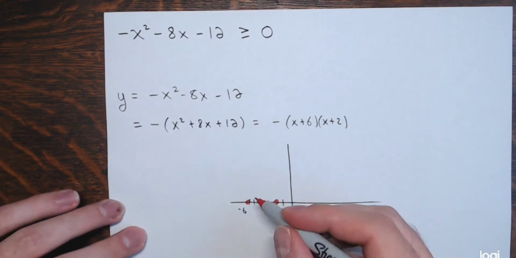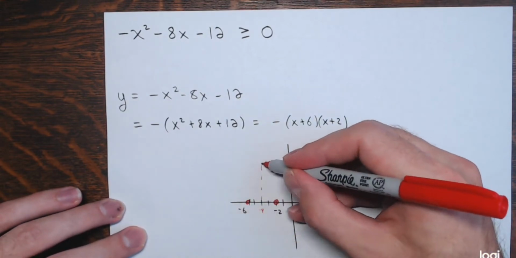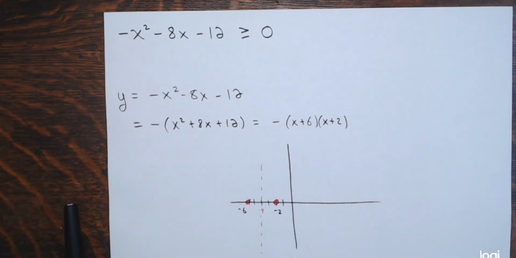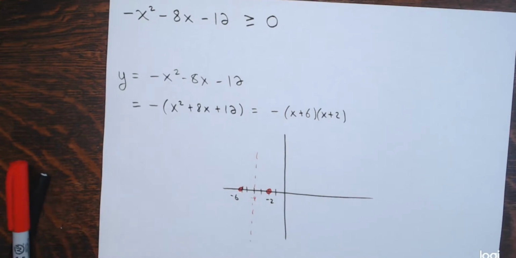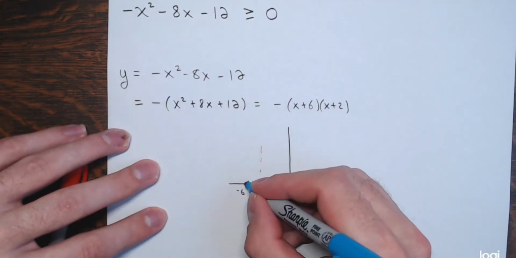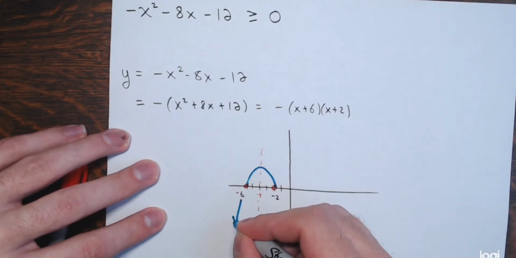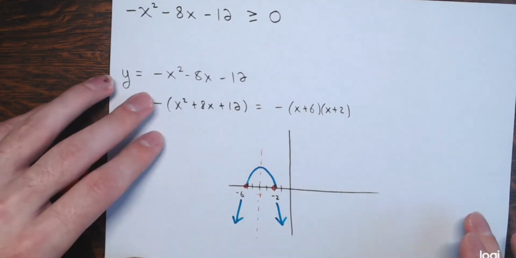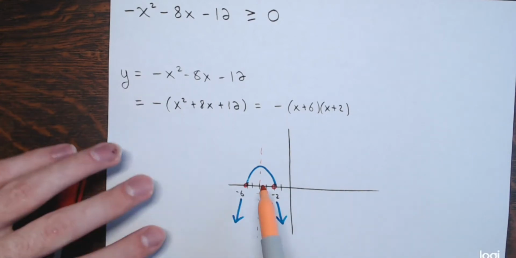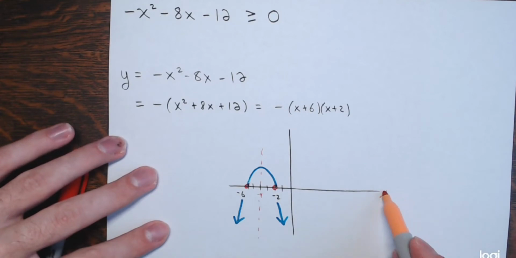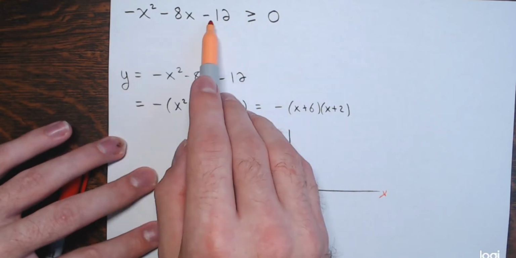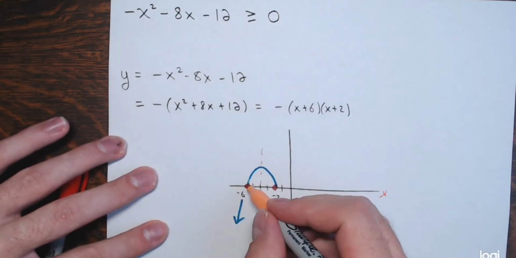So -6 and -2, meaning that the axis of symmetry is halfway between those at -4. Alright, if you did the negative b over 2a, it would be x equals -4 for the axis of symmetry. And this opens down, right? It's got a lead coefficient that's negative, so it's got to look something like this. A parabola opening down. Alright, and now I'm looking for values of x, right? Values on the x-axis here, the horizontal axis, such that this inequality is satisfied. The value of this expression is greater than 0 or equal to 0. That's these values here.